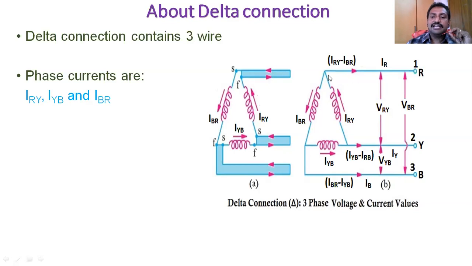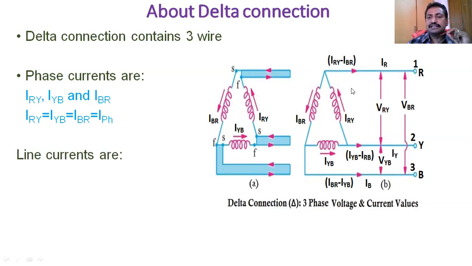So here we apply KCL. What are the entering currents? What are the leaving currents? What are the line currents? IRY, IYB, IBR are the phase currents. Then we come to the line currents. The currents flowing through the individual lines R, Y, and B are called line currents. They are IR, IY, and IB. Therefore IR is equal to IY is equal to IB is equal to IL.